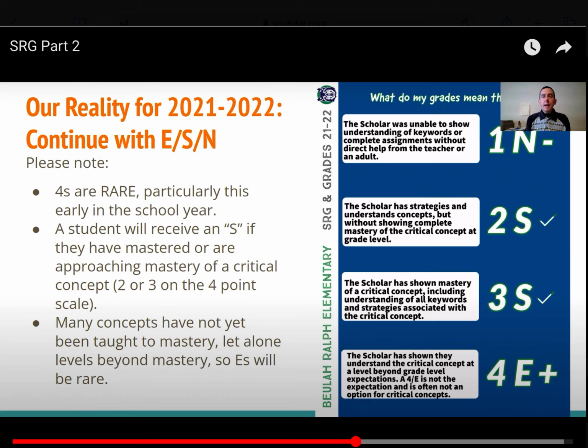If a student is at what we would consider a level 1, you'll see an N on the grade card. If they're at either a level 2 or level 3, you'll see an S on the grade card. That means your child has either mastered the critical concept or is approaching mastery of the critical concept. And if you see an E, that's equivalent to a level 4.